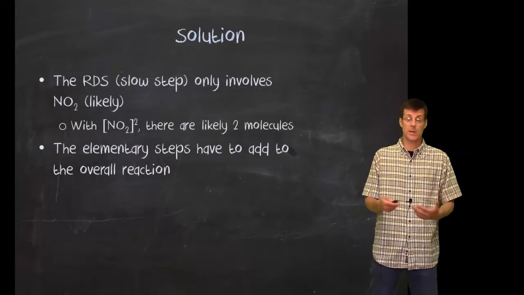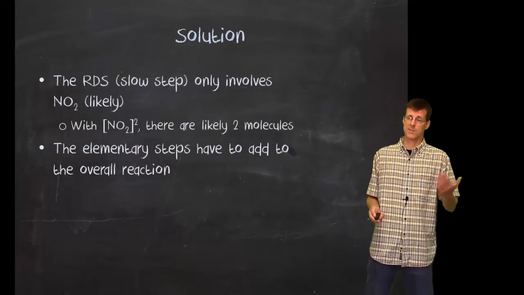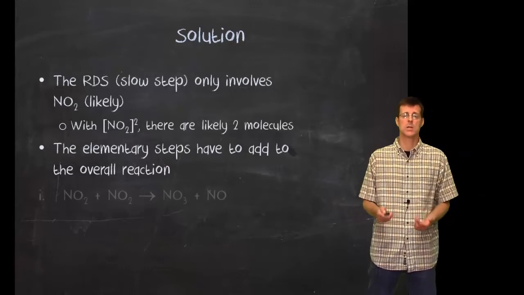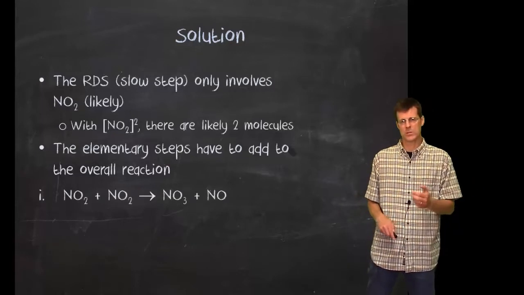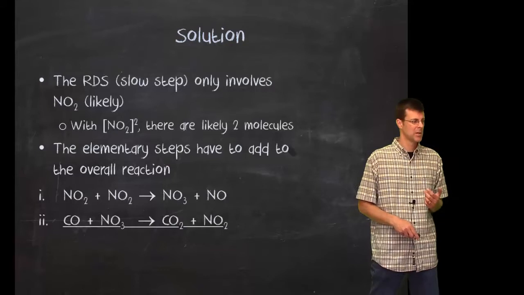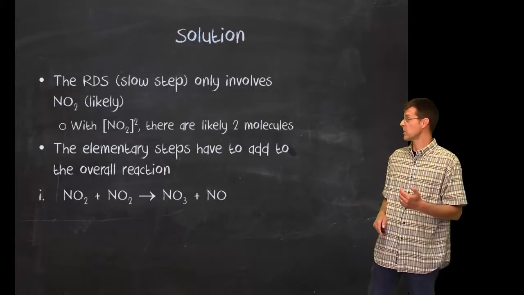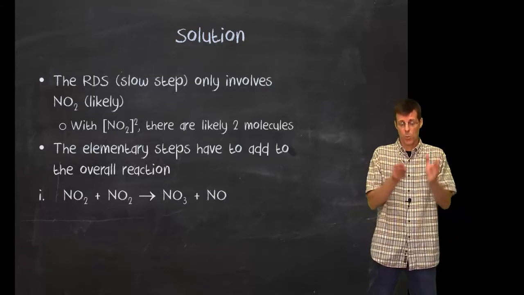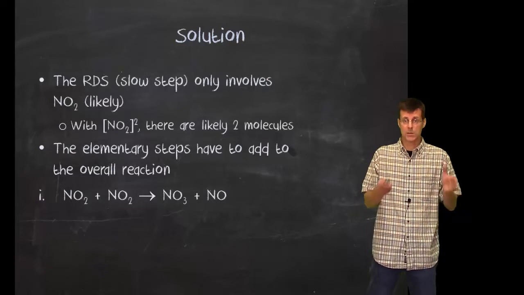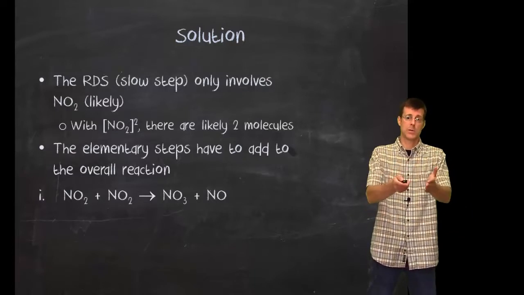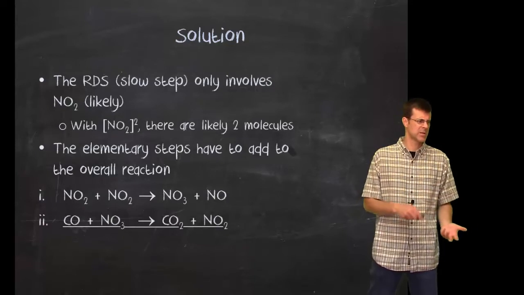And then the elementary steps have to add up to the overall reaction. That's the other thing I have to keep in mind. If I know those 2 things, then I should be able to come up with a reasonable mechanism. So here's a step. And you'll notice what I did. Let me back that up a second. My first step was, or tried to be, the rate determining step based on the rate law. And then I bring in the other stuff that I need.